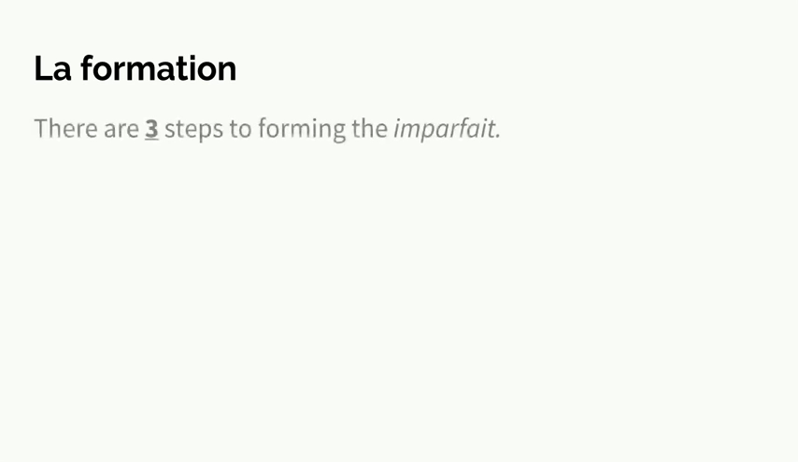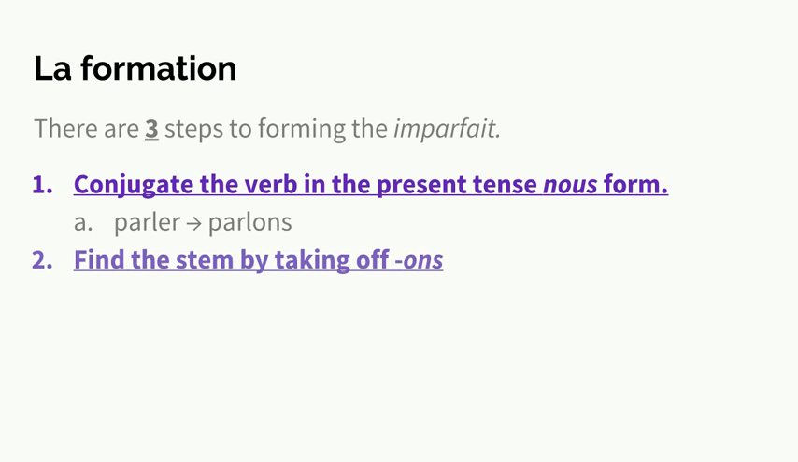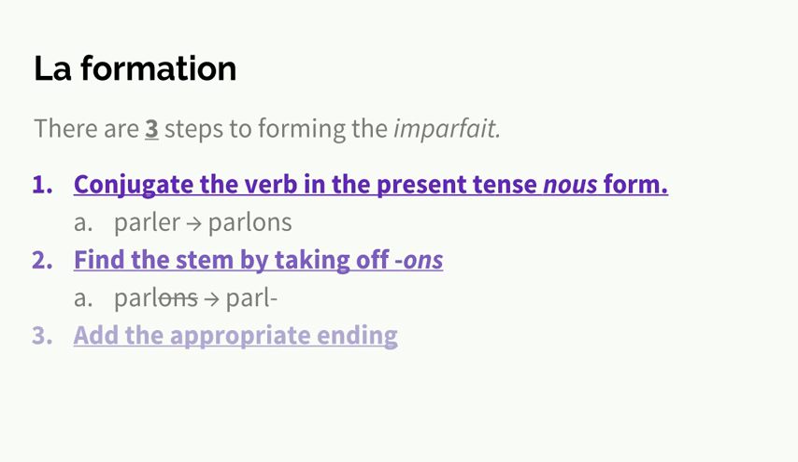La formation. So how do we form the imparfait? There are three steps to forming the imparfait. Step number 1, conjugate the verb in the present tense nous form. So if we take the verb parler as an example, we will conjugate it as parlons. Step 2, find the stem by taking off just the ons. So parlons, take off the ons, our stem becomes parl. And step 3, add the appropriate ending. And here are all of our endings.